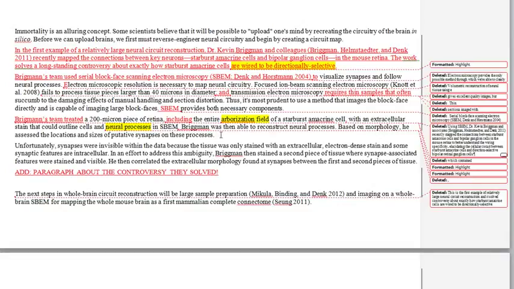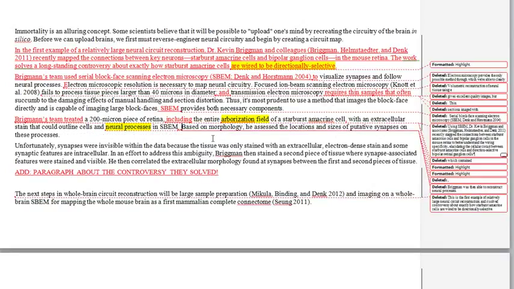Next we get to, we don't need to say Brigman was then able to reconstruct neural processes, right? That's repetitive, so we can just cut that. Then we get this sentence, based on morphology, he assessed the locations and sizes of putative synapses on these processes. Basically the idea here is that he's inferring where the synapses are based on what he can see. He can't see the synapses, but he can see shapes that suggest where the synapses might be.